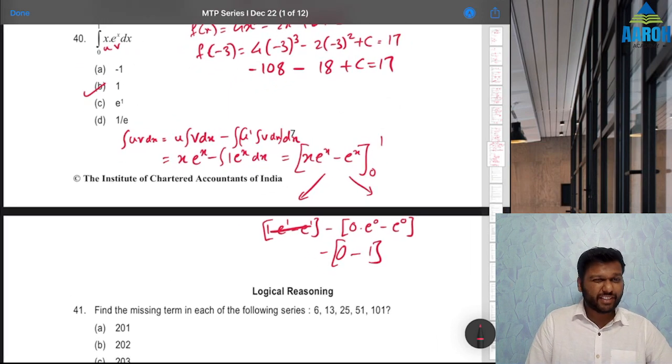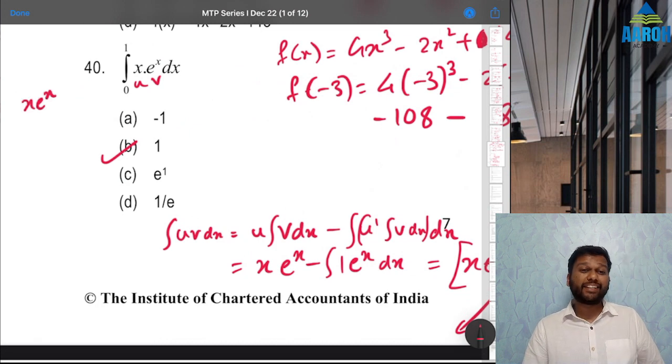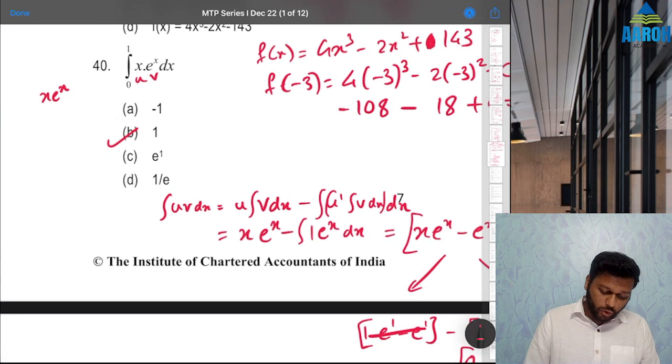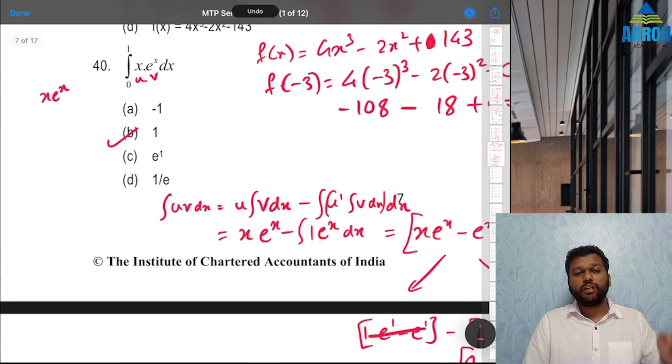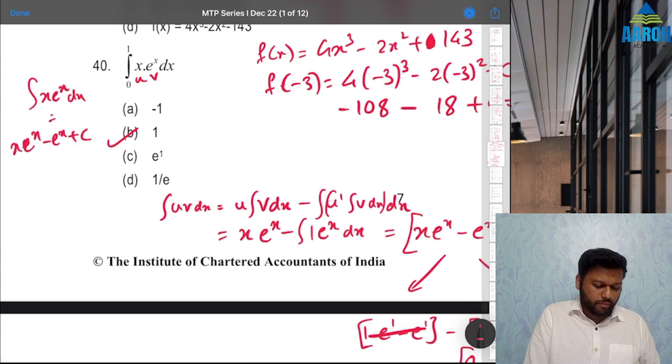What I suggest is, generally in class when I teach this, treat x e raised to x and x log x as standard and remember them, so that if it comes in the exam, it is a bonus mark. You don't need to solve anything. If you remember that integration of x e raised to x is x e raised to x minus e raised to x plus c, as a standard, then there is no need to do anything else. It will be like a bonus mark in the exam.